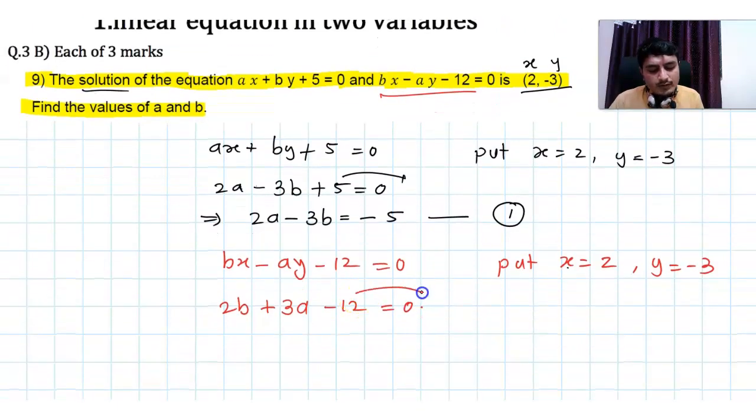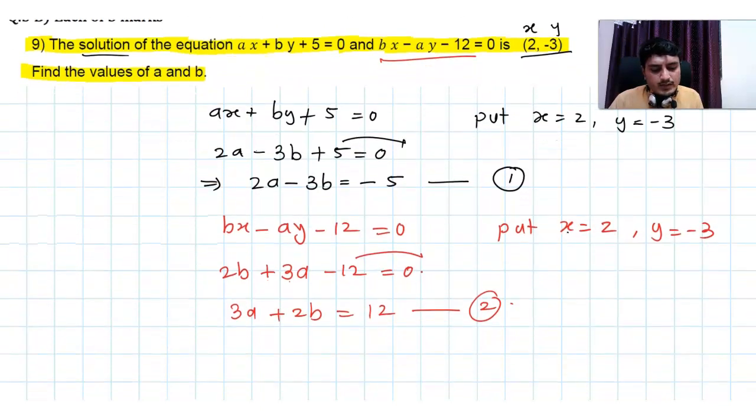So let's shift -12 from LHS to RHS. We are getting, I am writing at the start, 3a + 2b = 12. Call it equation number 2. Look at equations 1 and 2 carefully. The coefficient of variable b is -3 and the coefficient of variable b is 2, so they have unlike signs, so we decided to eliminate variable b here.